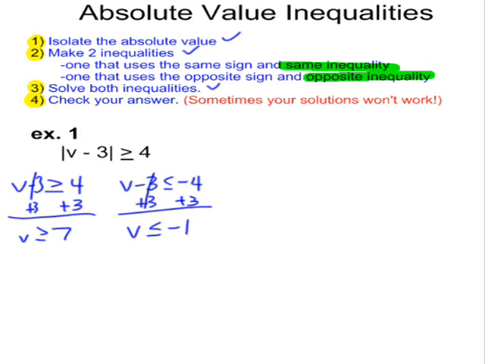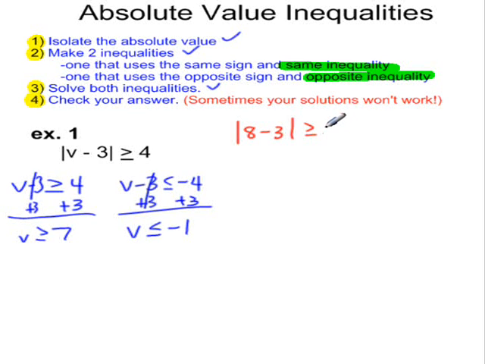Now this time when we check our answer, we're actually going to have to follow our inequalities. So let's look at our first solution. We have v is greater than or equal to 7. Since it's greater than, let's pick a number that's greater than 7. And you can choose any number that you want to. I'm going to go for something that's relatively simple. Let's just go with 8, because we know 8 is bigger than 7. And we're going to take 8 and plug it back into our original problem here. So let's have an 8 for our v.